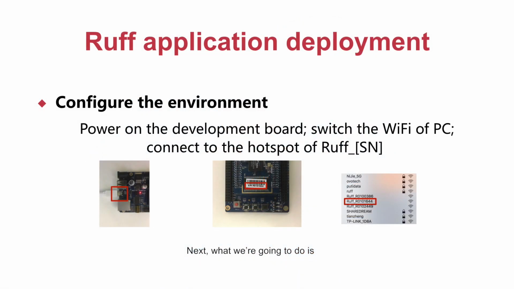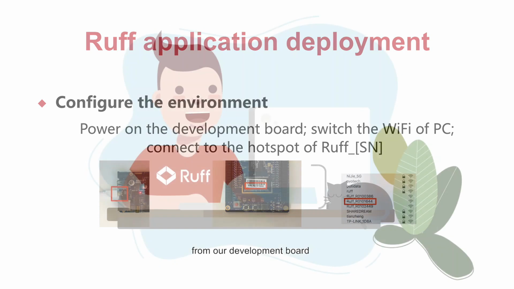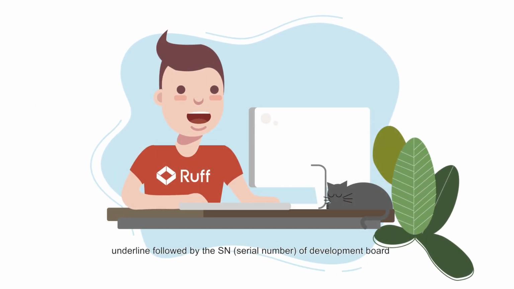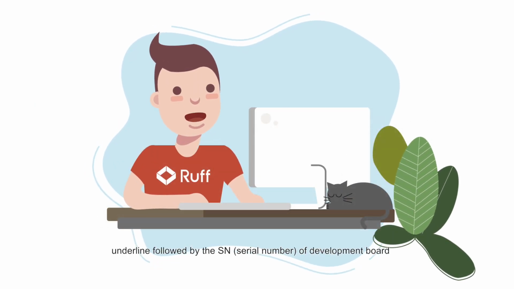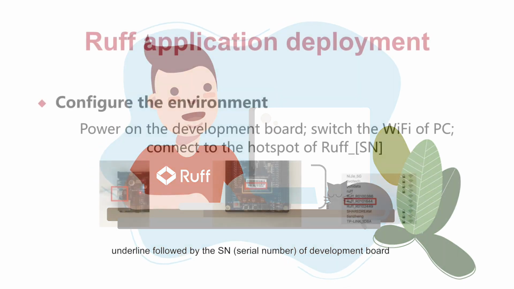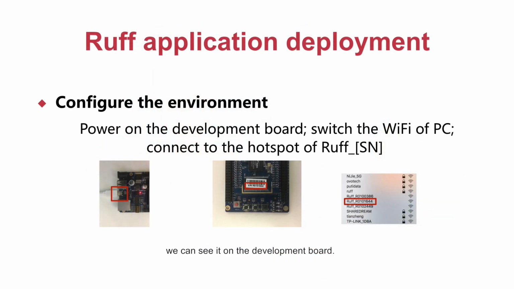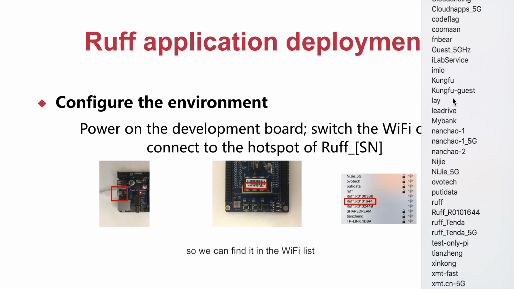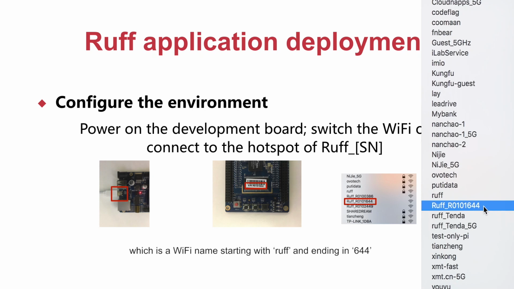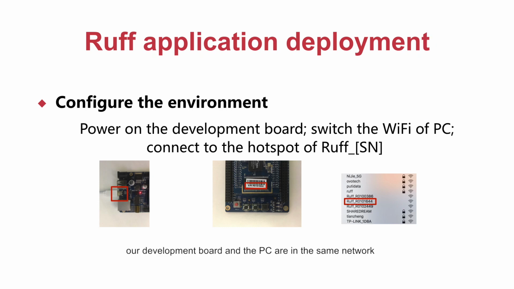Next, what we are going to do is switch the Wi-Fi of our PC. We connect it to the Wi-Fi hotspot, which is emitted from our development board. And the name of this hotspot is Ruff, underlined, followed by the SN, or the serial number of the development board. As for this SN number, we can see it on the development board. And the number here ends in 644, so we can find it in the Wi-Fi list, which is a Wi-Fi name starting with Ruff and ending in 644, and then click to connect it. After it is connected, our development board and the PC are in the same network.